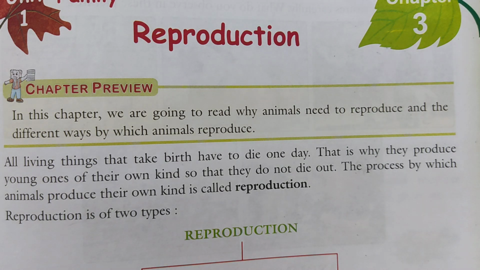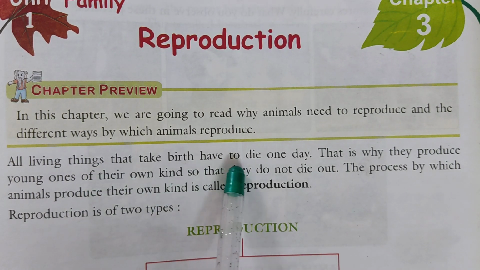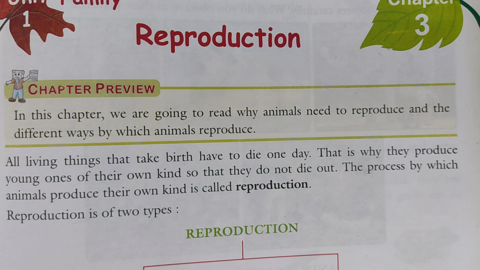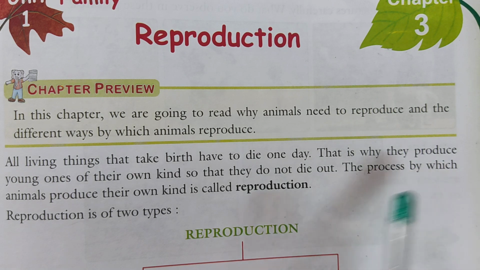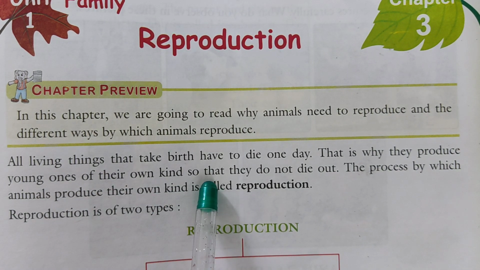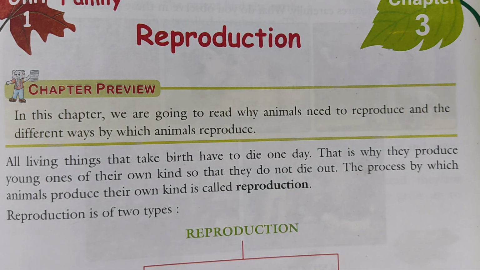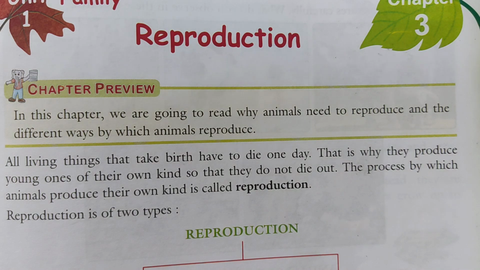Now, in this chapter, we are going to read why animals need to reproduce and the different ways by which animals reproduce. Now see here, all living things that take birth have to die one day. That is why they produce young ones of their own kind so that they do not die out.